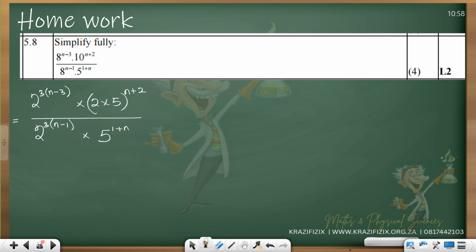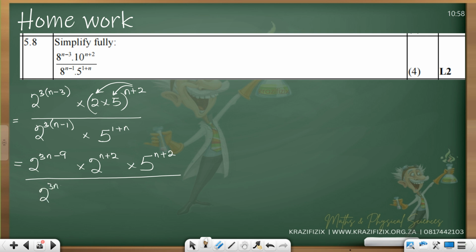Now, this one I want to leave like that. So what would this be? 2 to the power 3n minus 9 times 2 to the power n plus 2, laws of exponent, times 5 to the power n plus 2 over 2 to the power 3n minus 3. Now, because it's all multiplication, I can quickly group my 2's.